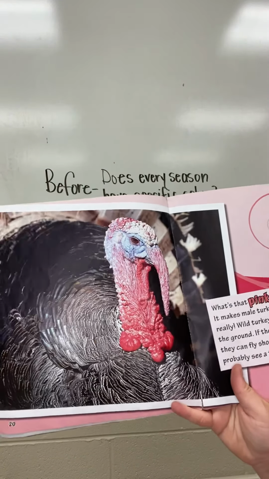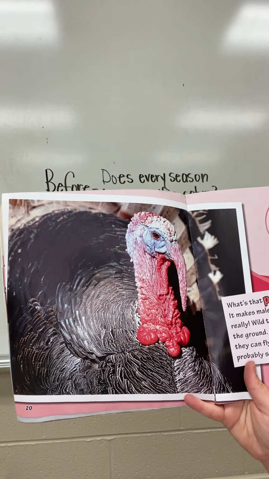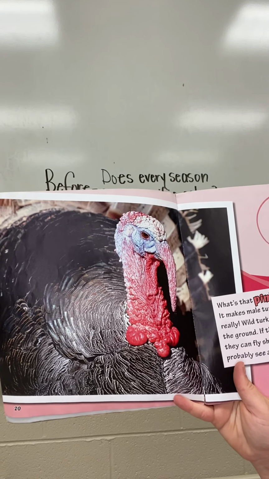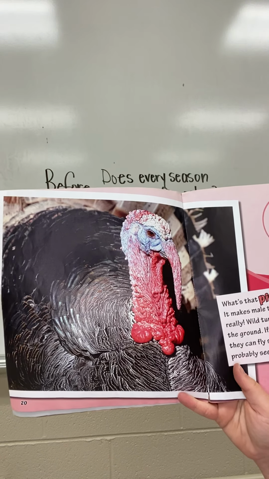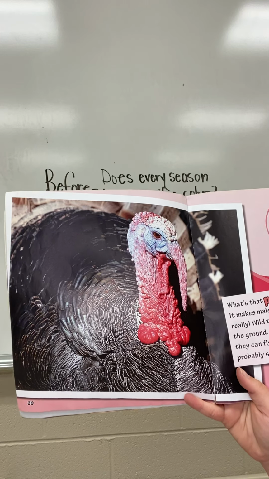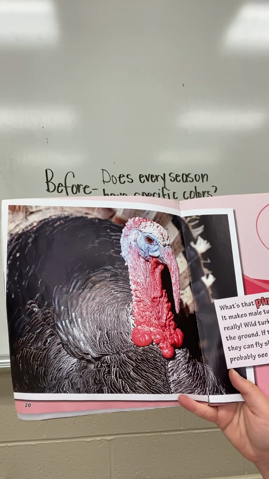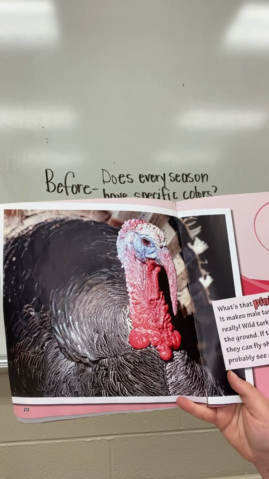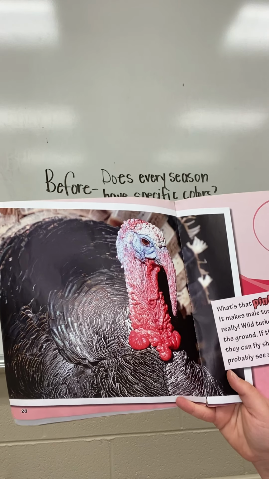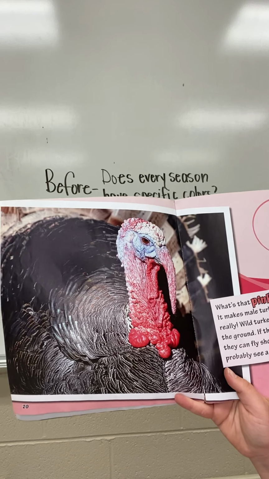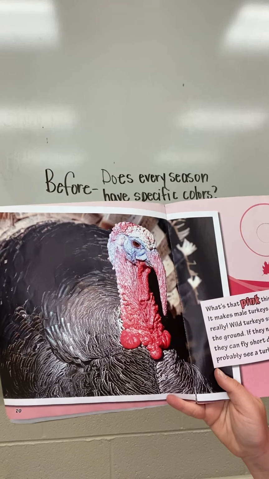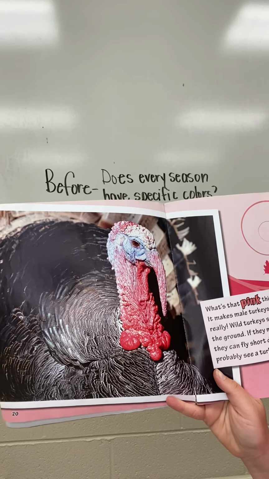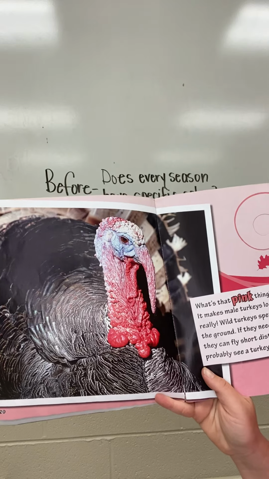What's that pink thing? It's called a wattle. It makes male turkeys look good to females. Really? Wild turkeys spend most of their time on the ground. If they need to escape predators, they can fly short distances. In the fall, you'll probably see a turkey on your Thanksgiving plate.